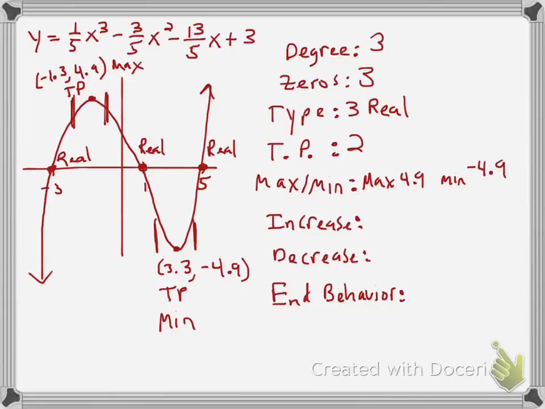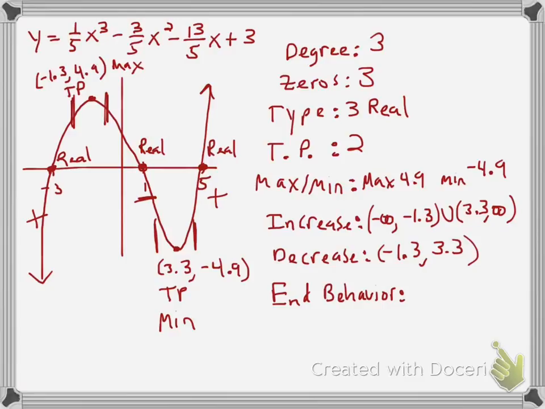All right. Now when we start going through our increase and decrease, starting out at the left side of my domain, I start to increase, then I decrease, and then I increase again. Okay, so I've got 2 intervals where I'm going to increase, and that's from negative infinity to negative 1.3. Remember, you're going to use your x values. And then from 3.3 to infinity is where I'm increasing. Now, in between these 2 x values, from negative 1.3 to 3.3, that's where I actually decrease. All right, so we identified all this stuff from our picture.